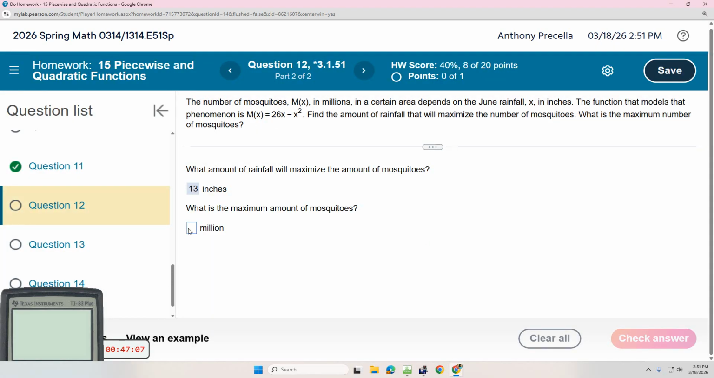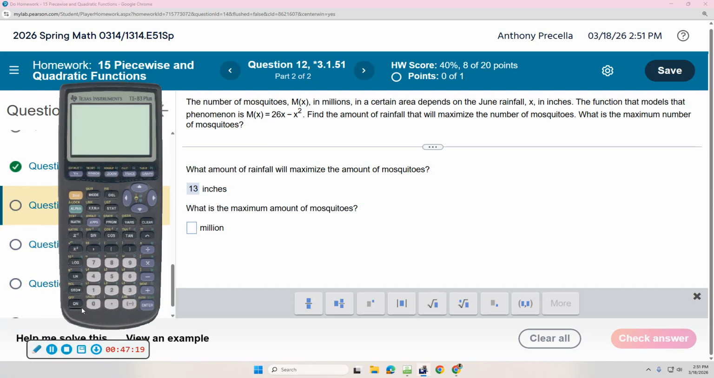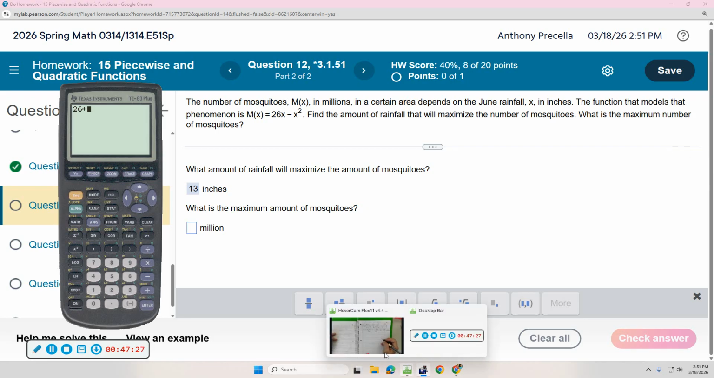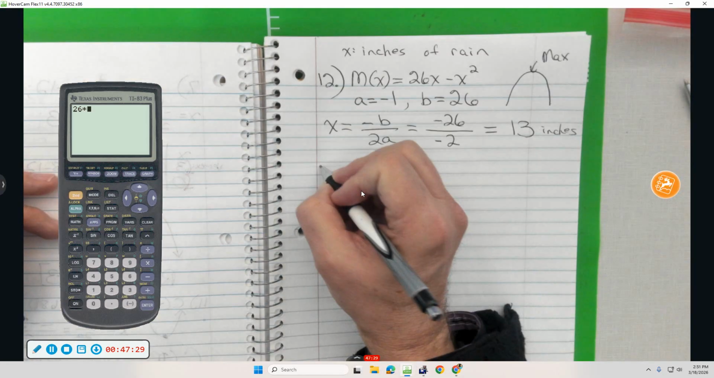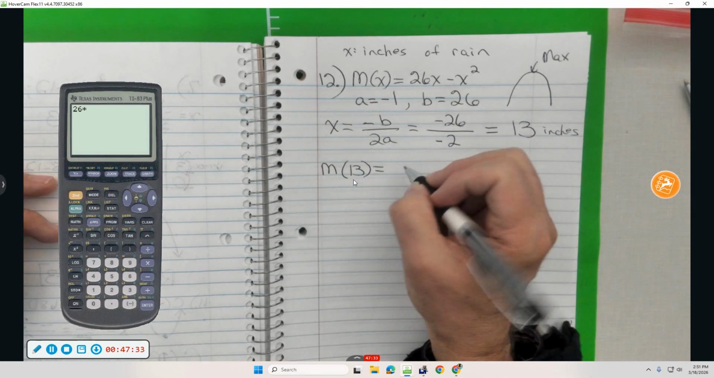Now, how do we find the maximum number? How do we find that number of mosquitoes? Once you know the X coordinate of the vertex, what do you do to find the Y coordinate? Plug it in. So we got to plug in 13. Switching to my paper, I will go to my function and plug in 13 for X.